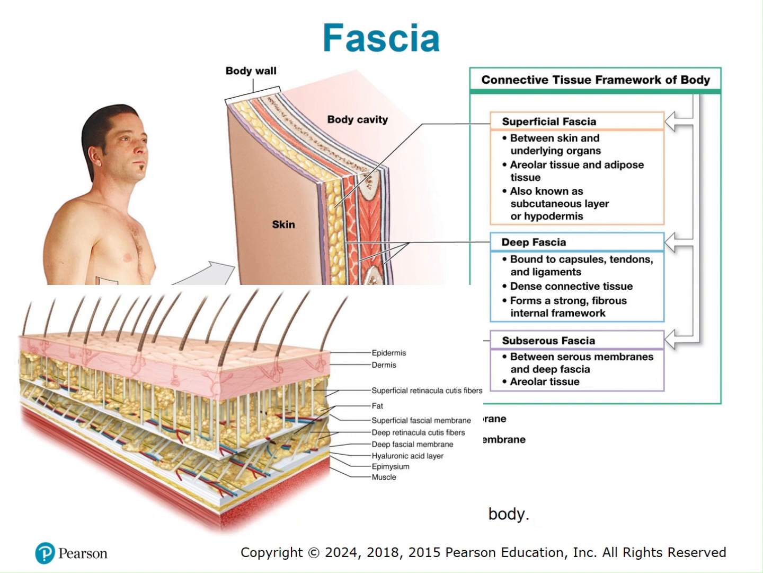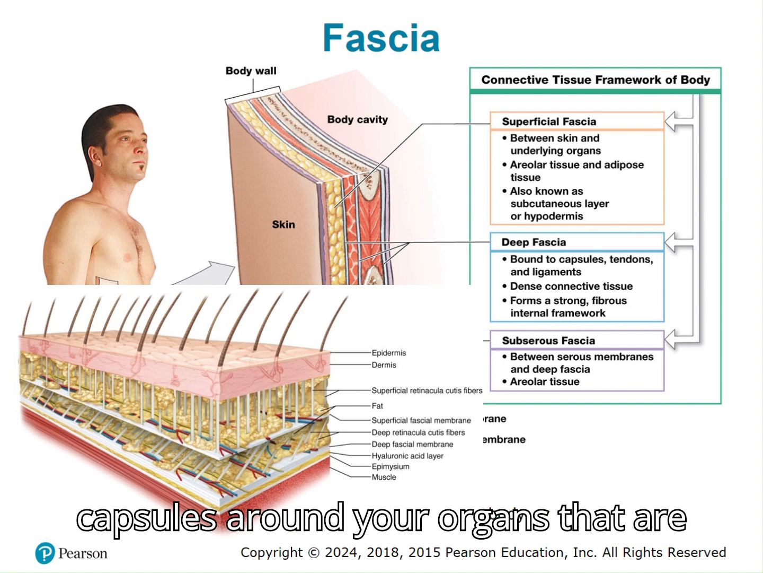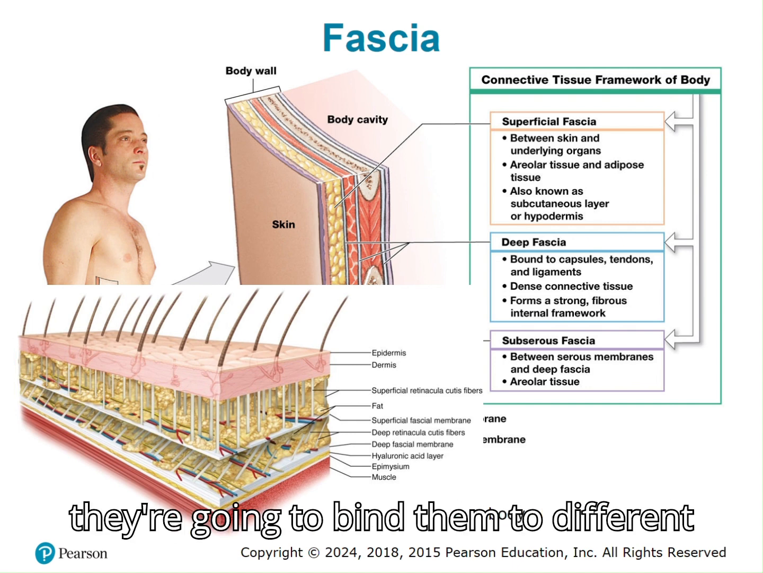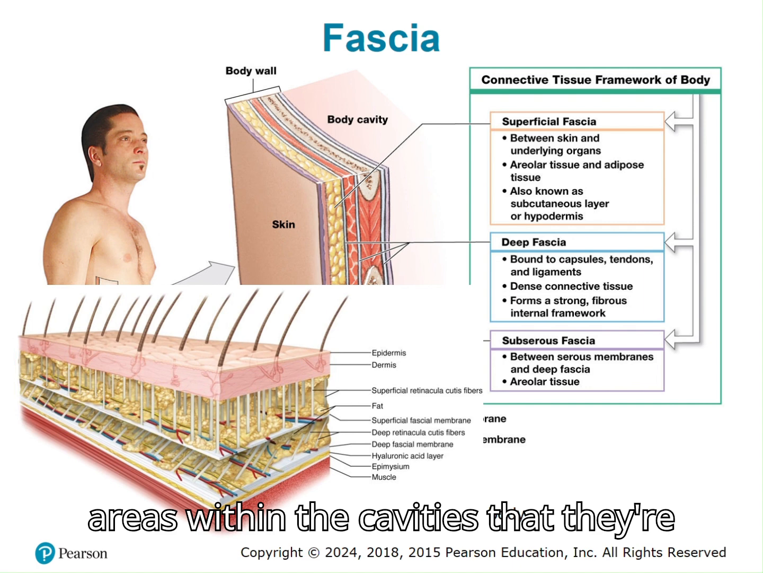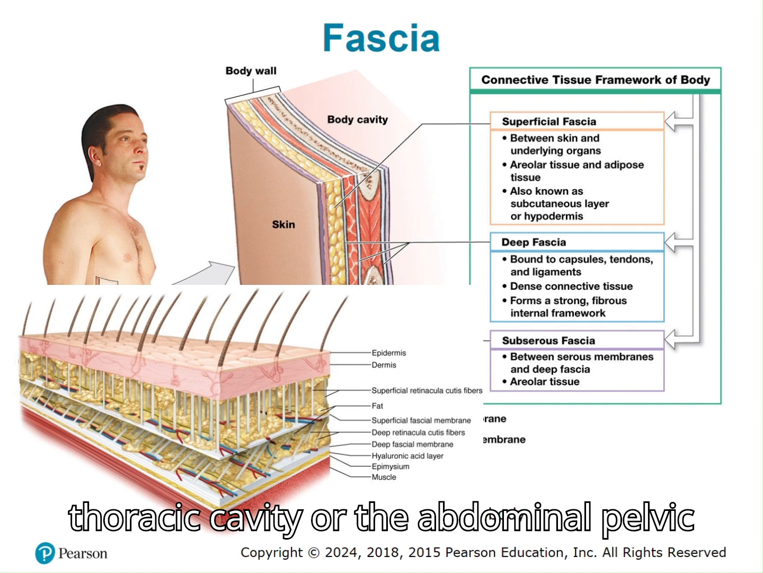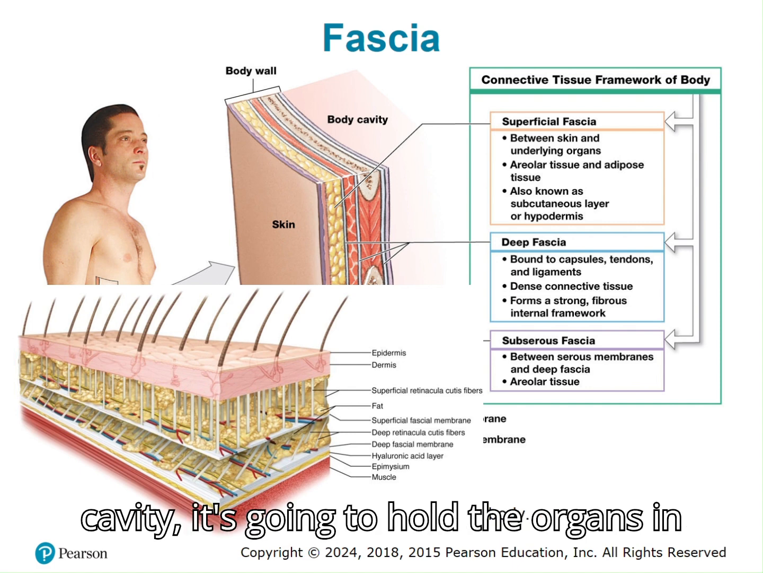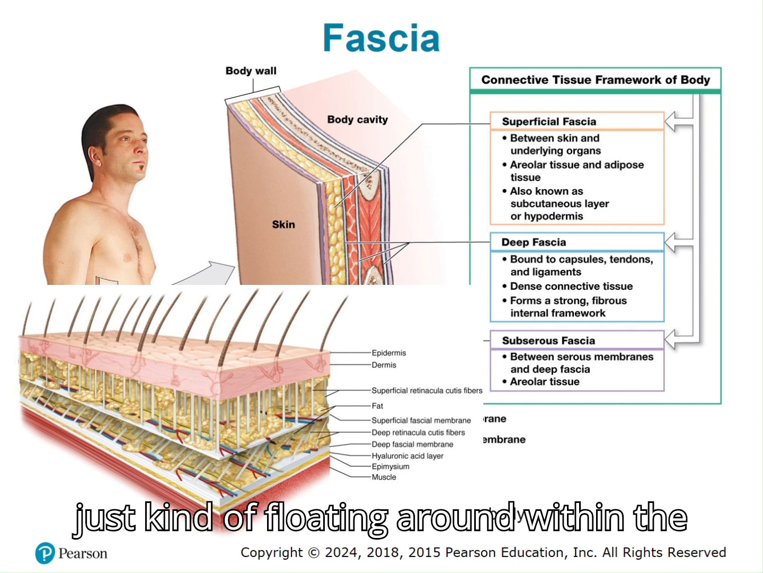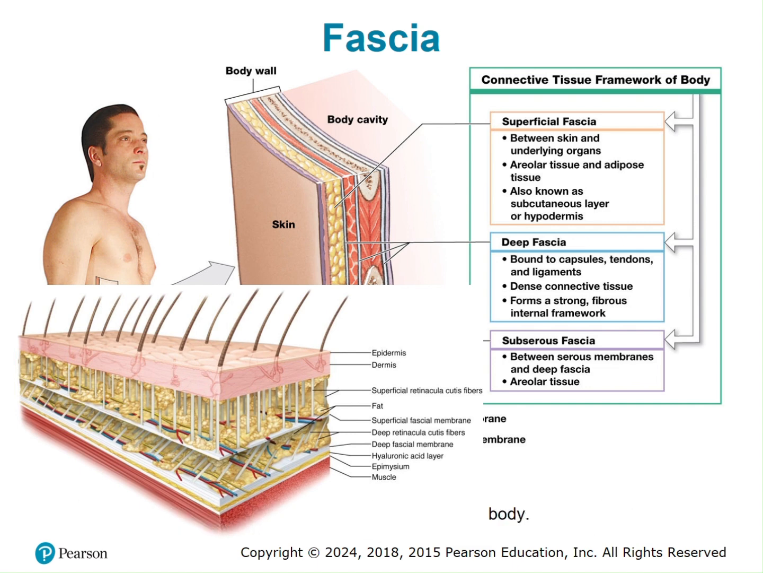You're going to have these around capsules around your organs that are going to help to keep them safe, and they're going to bind them to different areas within the cavities that they're being held in. So when you have the thoracic cavity or the abdominal pelvic cavity, it's going to hold the organs in place in that right spot, so they're not just kind of floating around within the cavities.